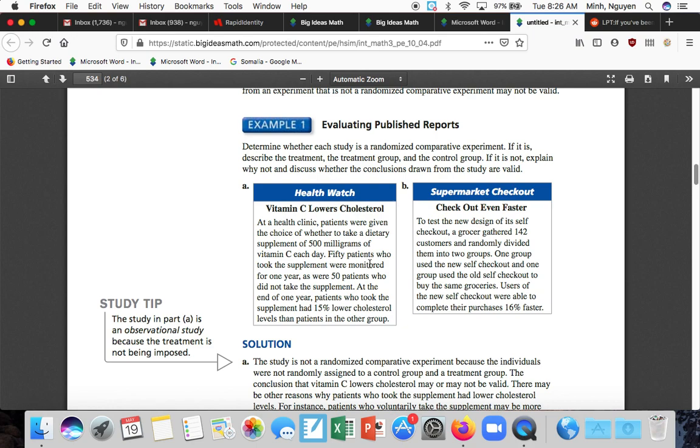Determine whether each study is a randomized comparative experiment. So we've got to see two parts. Is it random, and are we comparing stuff? If it is, describe the treatment group and the control group.